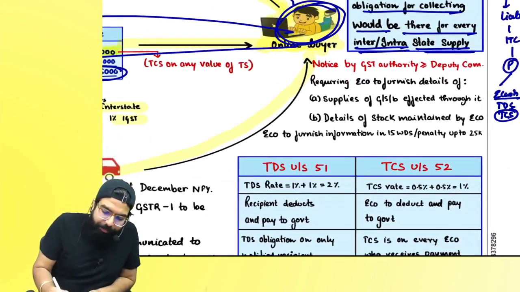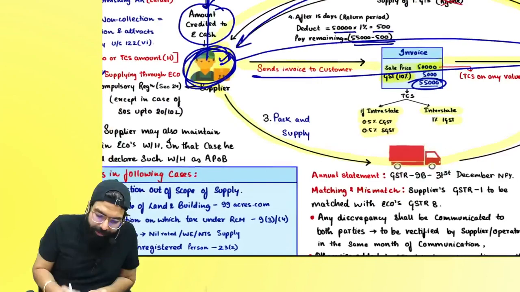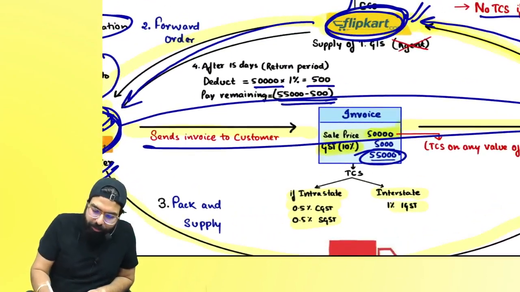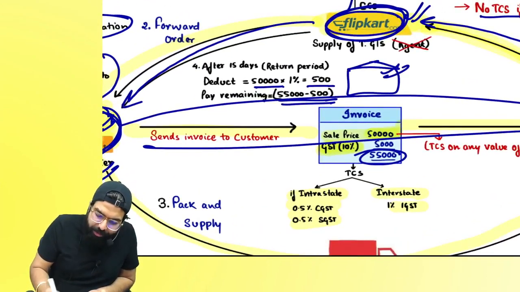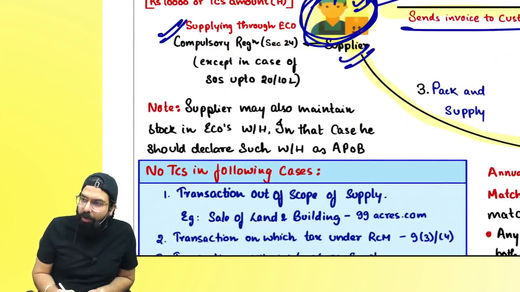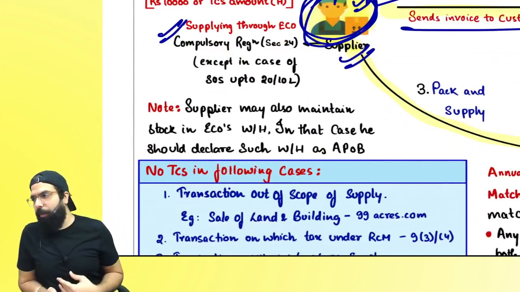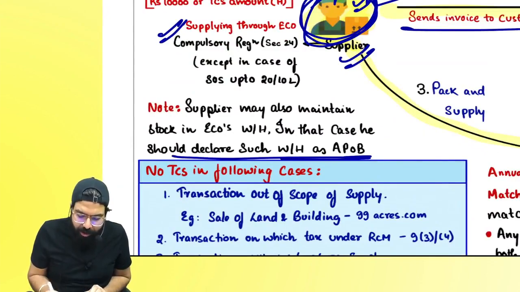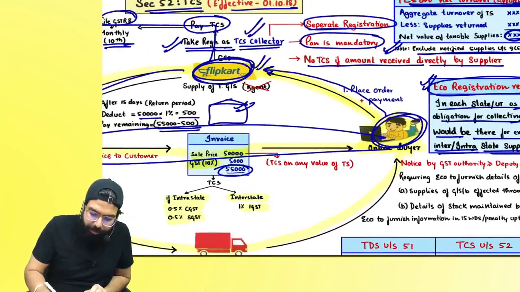Next, sir, always remember one thing: a supplier can maintain his stock in the godown of Flipkart. If he maintains the stock in the godown of Flipkart or the e-commerce operator, then you will have to declare his place as your additional place of business. Now your stock is being maintained over here.